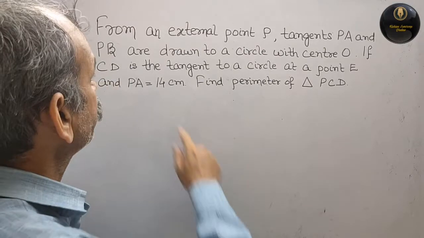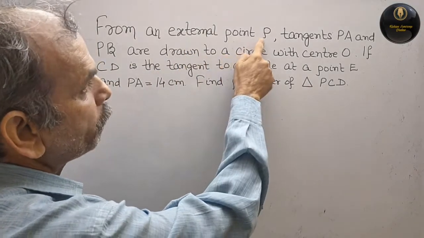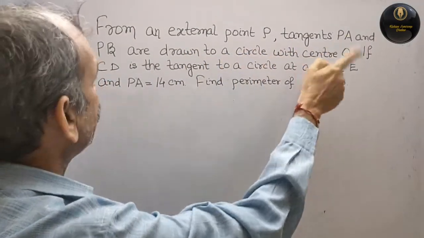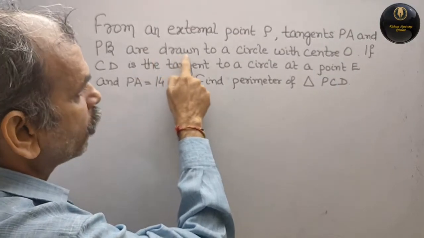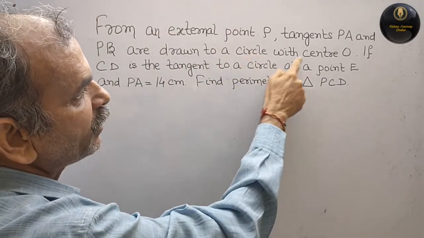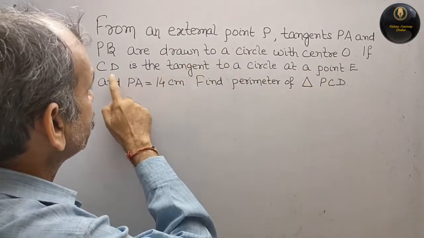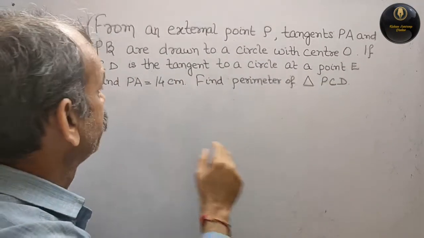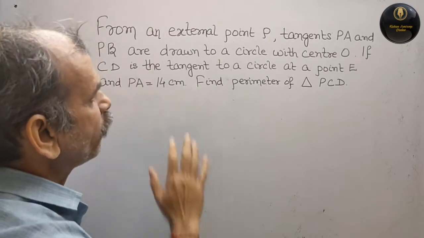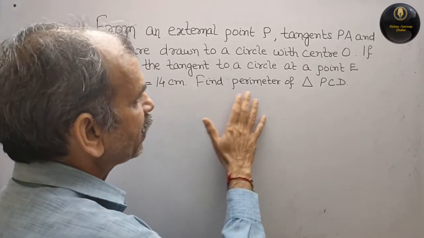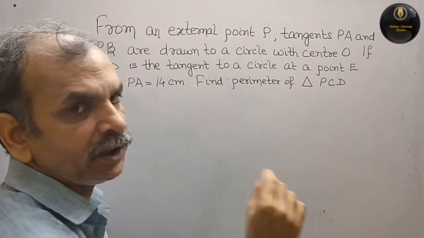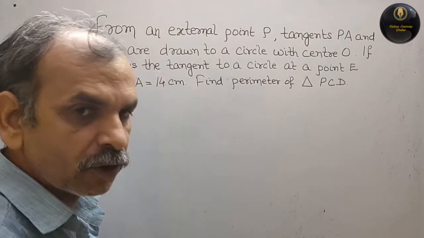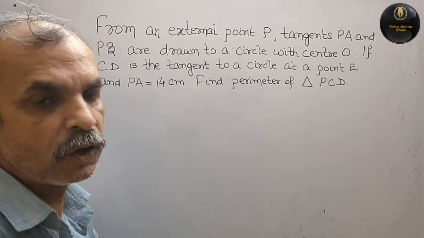Your question is: from an external point P, tangents PA and PB are drawn to a circle with center O. If CD is the tangent to the circle at a point E and PA is equal to 14 centimeter, find the perimeter of triangle PCD. Now, we will just try to draw it.